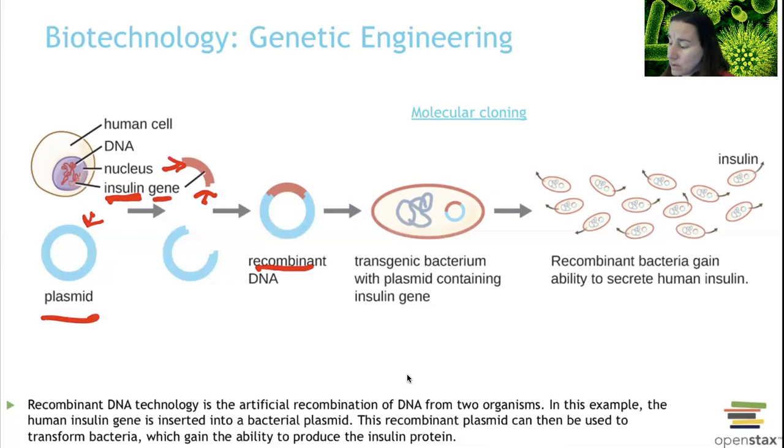Which is what we want. So now all the recombinant bacteria gain the ability to secrete human insulin, and then we can just harvest that up. And it's a much better, easier, faster, cheaper way to do this. So this is genetic engineering. The example is using bacteria to synthetically produce their own human insulin.